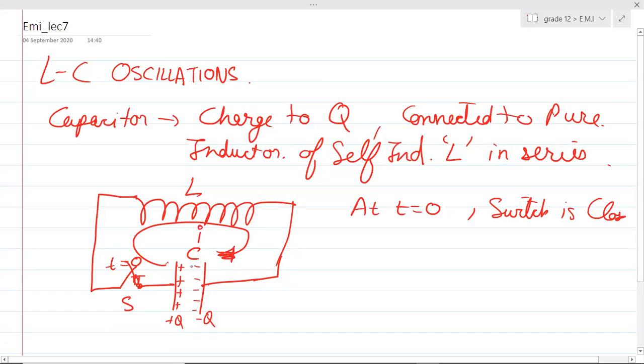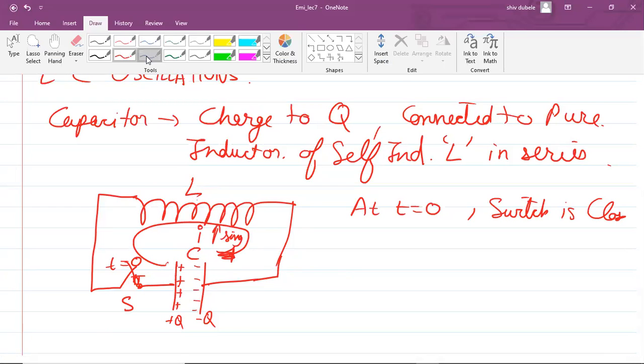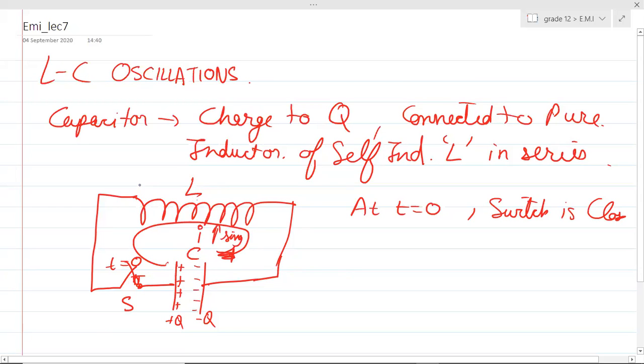Yes, sir. And will this current be increasing or decreasing? It will increase, no? It will be increasing current. When this increasing current will be there, this inductor will say, no bro, I won't let you increase. So what will it do? It will try to oppose it. Yes or no? Yes, sir.